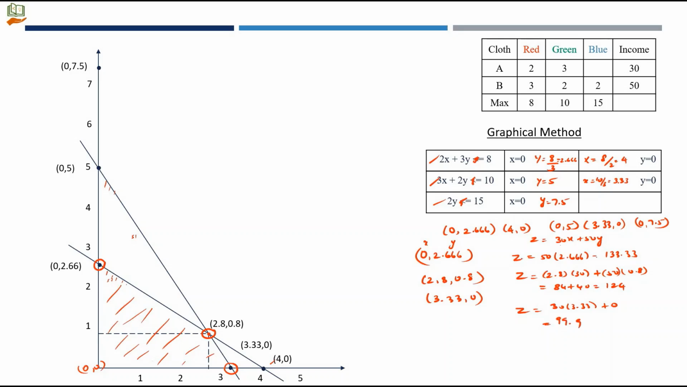The maximized income is there in 133.33, but here you can find the x value is 0. So let's stop with this now. We will discuss the answer after solving in the simplex method. Let's get into the simplex method. What is the objective function? Z is equal to 30x plus 50y. Now we are going to solve this using the simplex method.